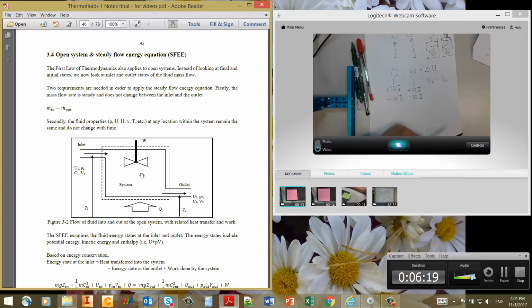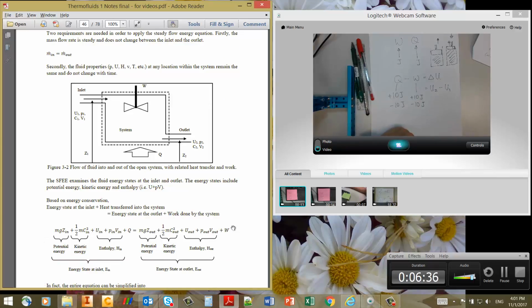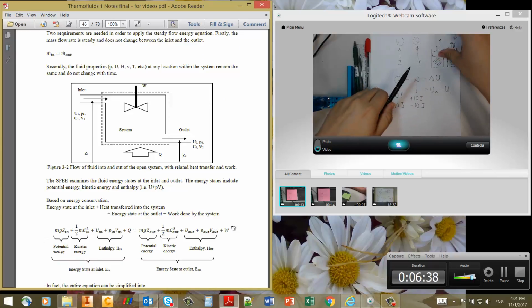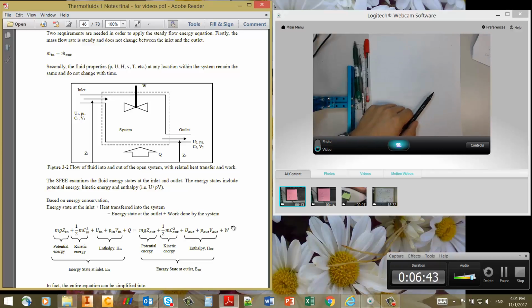Either work is produced or work is being input, either heat is gained or heat is lost, and whatever happens, by the time it goes out the outlet, it will be at a state 2, outlet 2. So at first look, if you look way below, this is the steady flow energy equation. For an open system, instead of looking at Q minus W equals delta U, you're looking at a more complex equation over here.